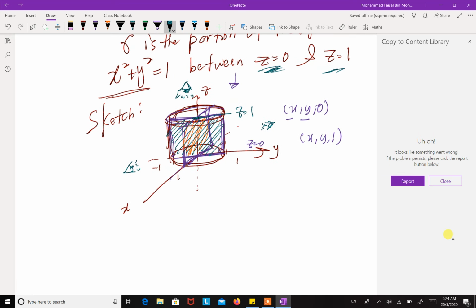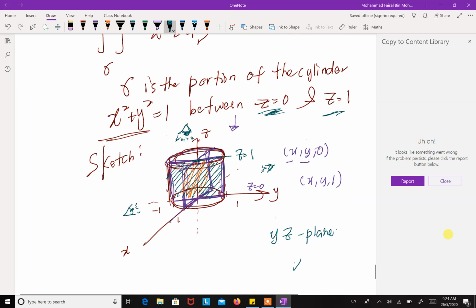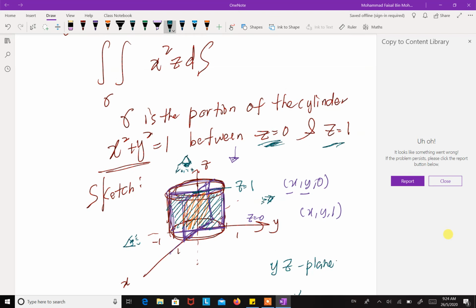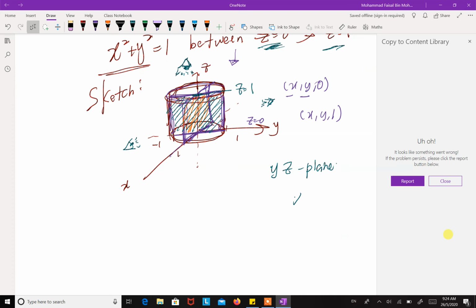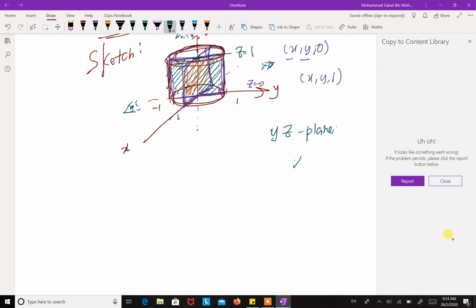So I just choose the yz plane, you can choose the xz plane also. So this is the yz plane, and I can draw a rectangle, with z and y, and y from -1 to 1.